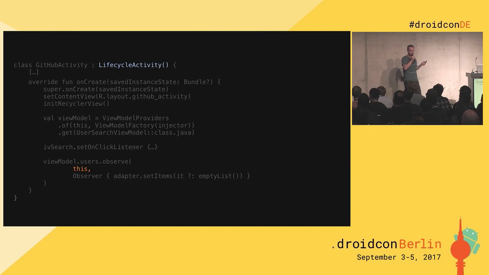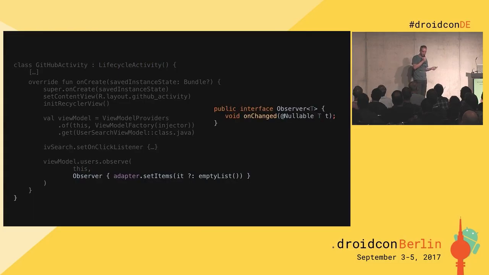So LiveData is lifecycle aware, as Google calls it, and when your activity is destroyed, LiveData will automatically remove your callback. So you don't have to care about removing the callback yourself, you don't leak. It works fine out of the box. Yeah, the lifecycle owner interface again. And the second argument is an observer, and it's again an interface with only one function, onChanged, and you get the value.